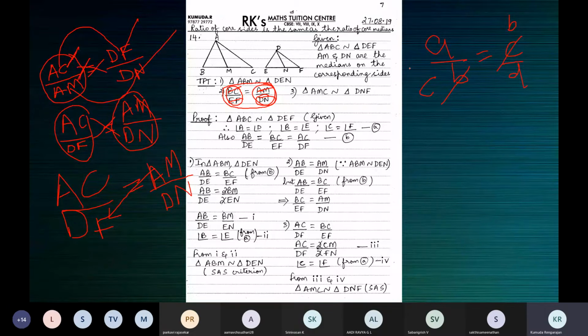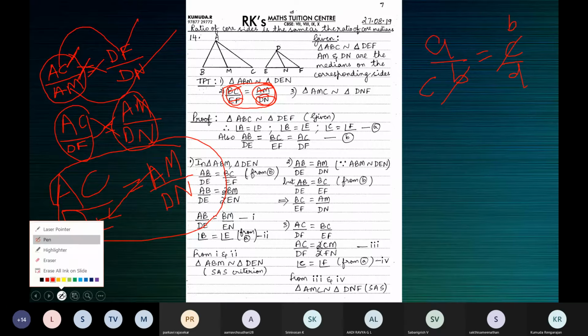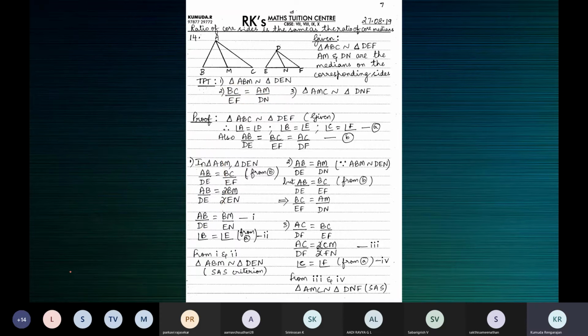So there are 4 line segments in this proportion: 2 sides and 2 medians. You will be given any 3 values which can be filled here, and you will be asked to find the 4th one. Fine, children?